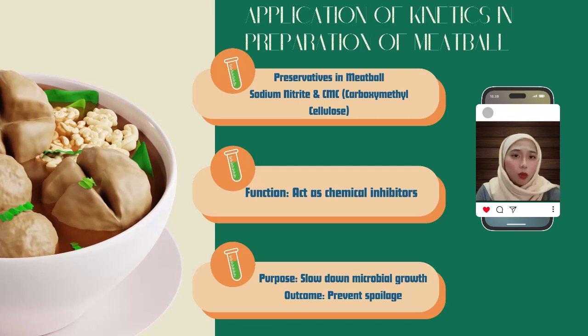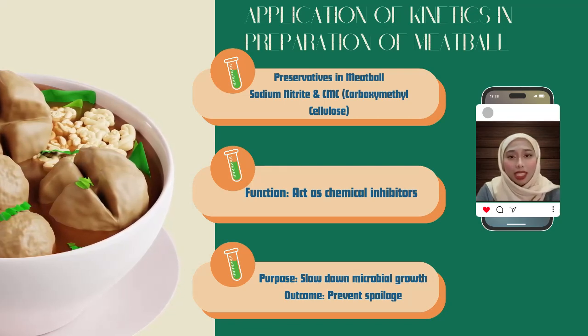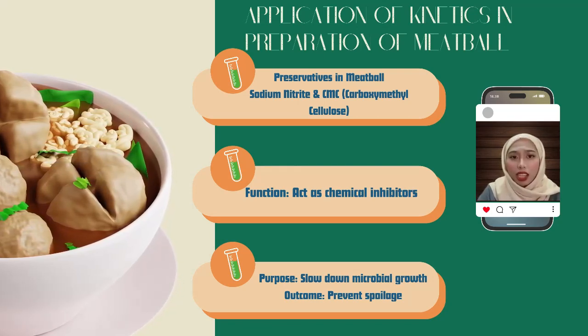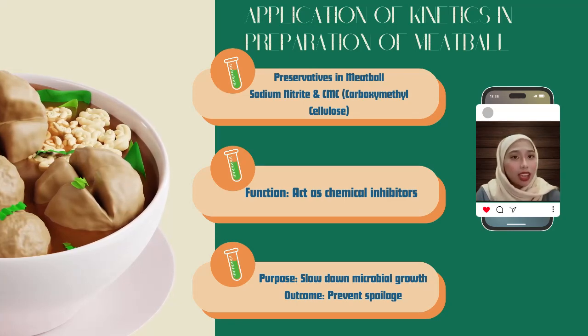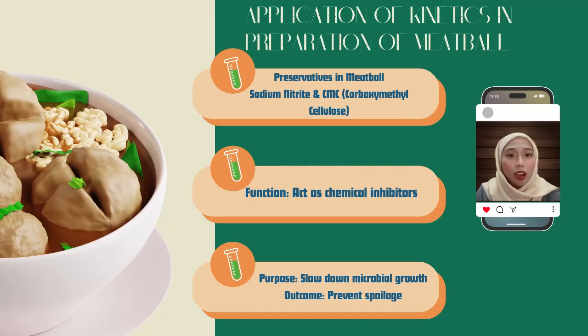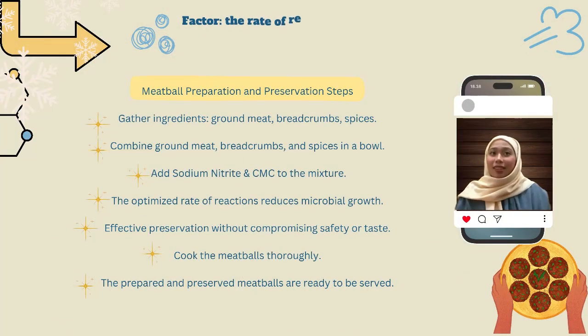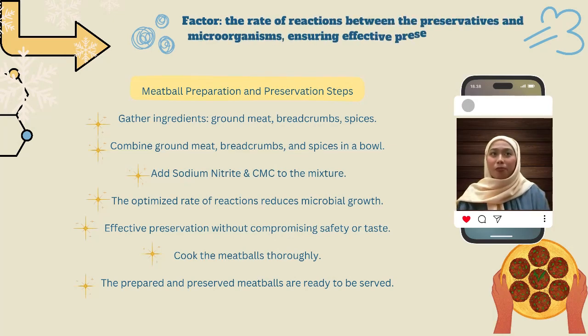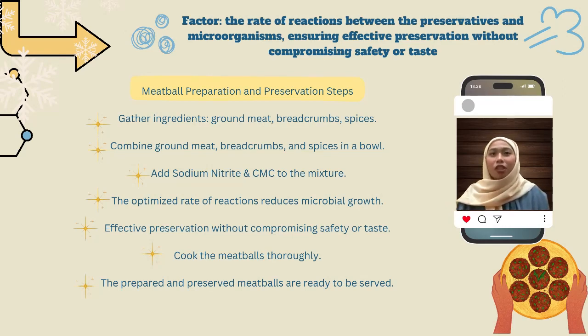It is the speed at which our components interact during the mixing process. The primary function of kinetics in meatball preparation is to ensure uniformity. We want every part of our mixture to react at optimal speed, creating a homogeneous blend. The important process is the reaction rate between ingredients, ensuring a homogeneous blend for optimal meatball preparation. First, preservative introduction. Meet our key players like sodium nitrate and CMC. They act as guardians and inhibit microbial growth, extending meatball shelf life.